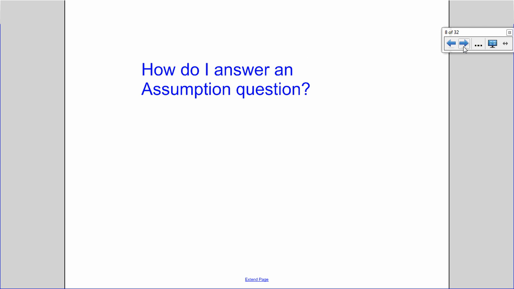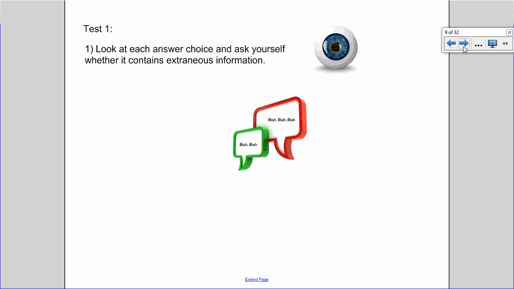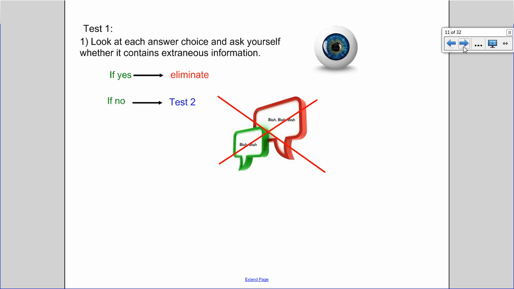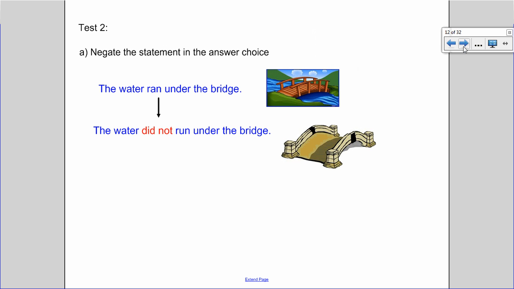How do I answer an assumption question? In test 1, you look at each answer choice and ask yourself whether it contains extraneous information. If yes, eliminate the extraneous information. If no, go to test 2. In test 2, negate the statement in the answer choice. For example, the water ran under the bridge. To negate this, we would say, the water did not run under the bridge.